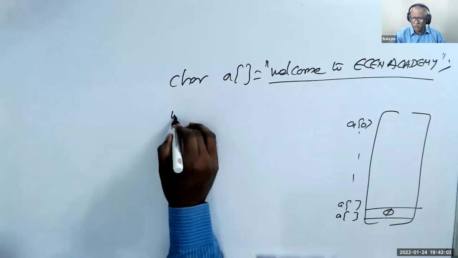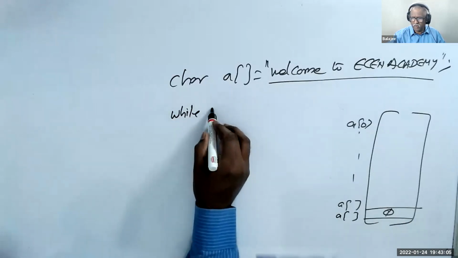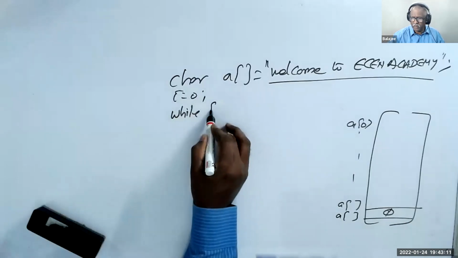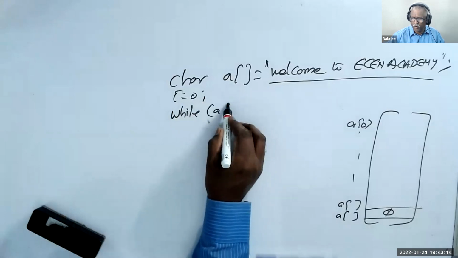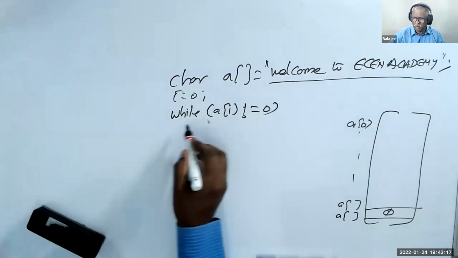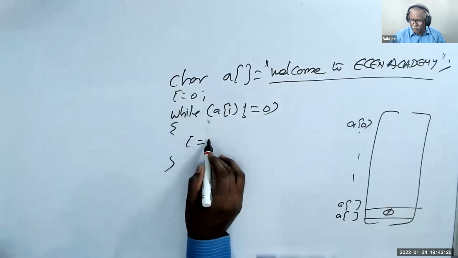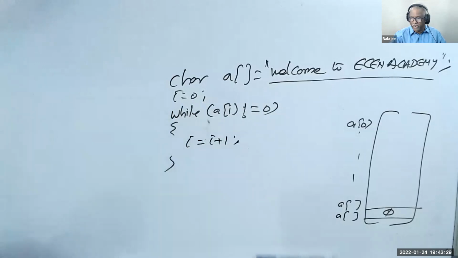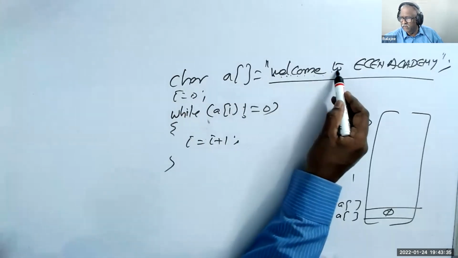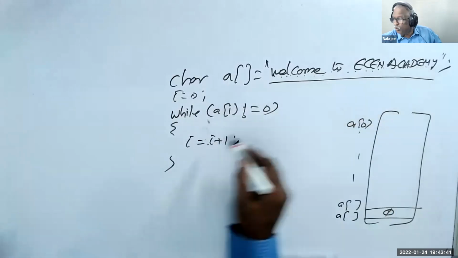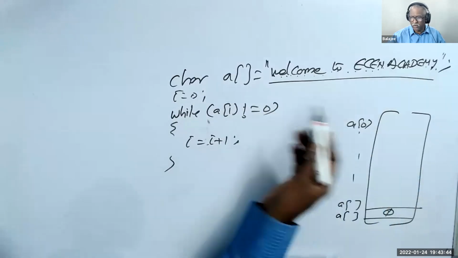Now I say while I is equal to 0, while A of I not equal to 0, I will do that. So I say internally I is equal to I plus 1. I increment the I. So I is 0 initially and I keep on incrementing. Now 1, 2, 3, 4, 5, up to 23. The moment it becomes 24, that is 0, so it will come out.